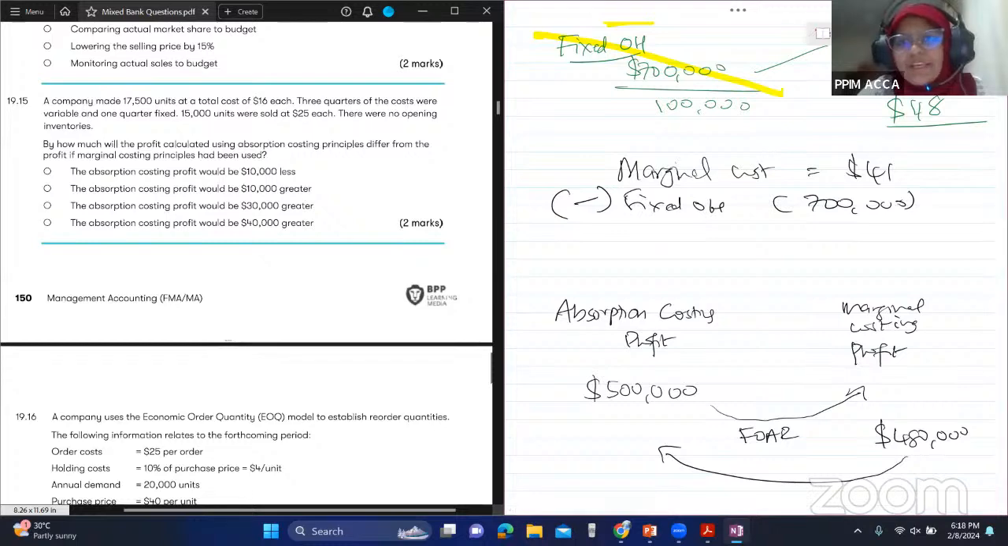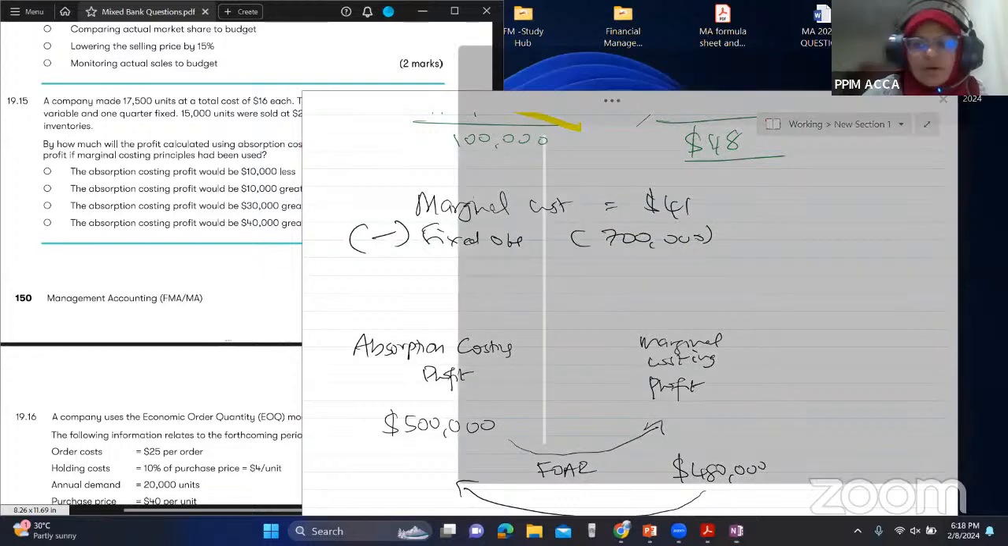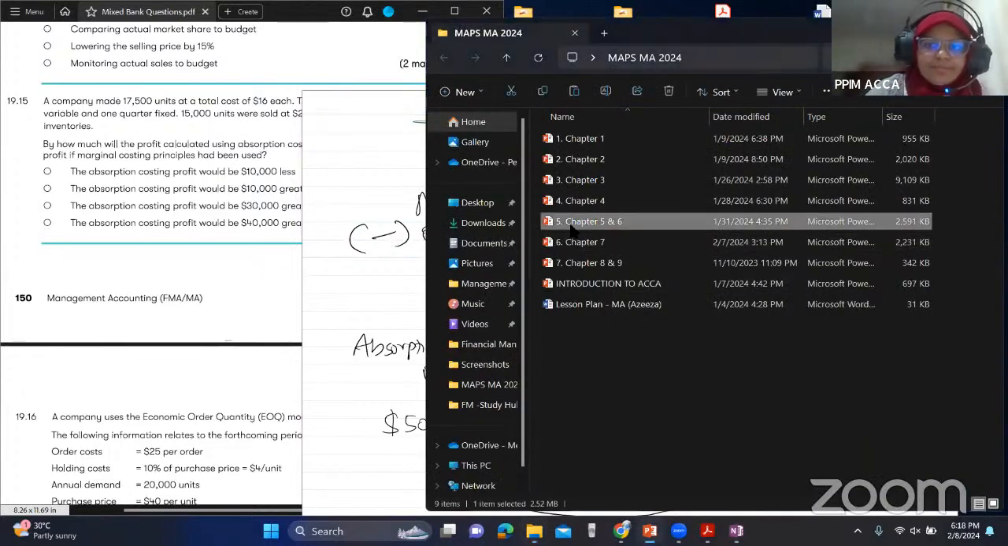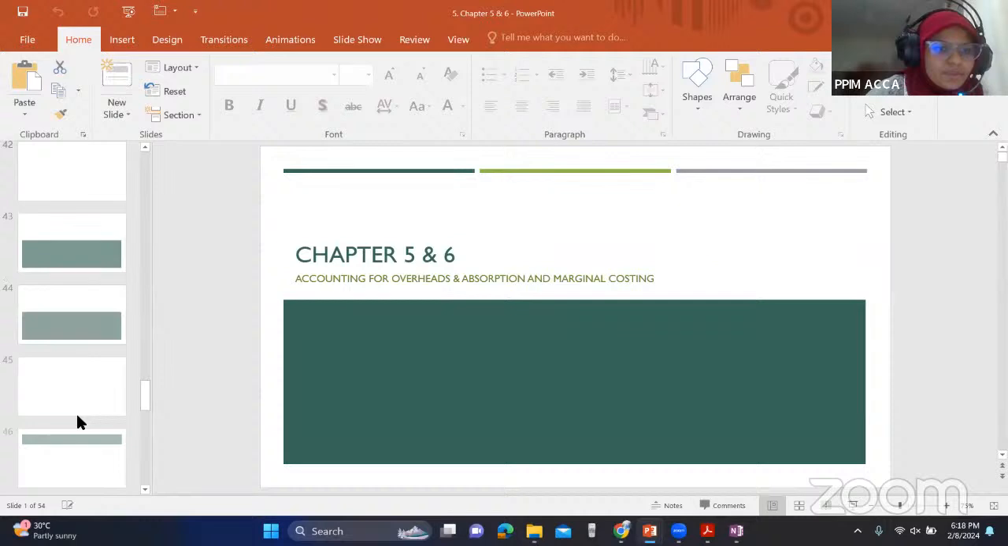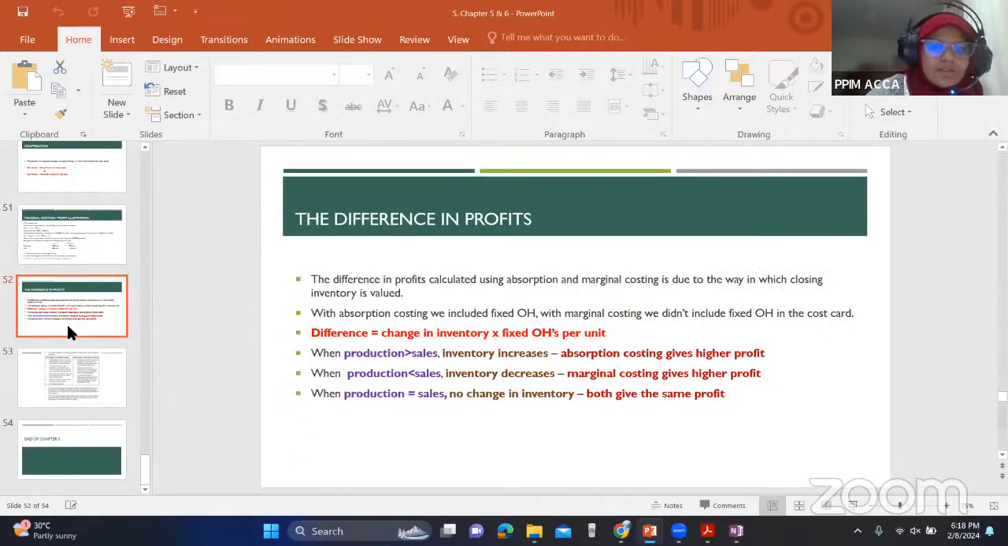Okay, so let me take you to a particular slide now to show you how to do that calculation. This slide. It's a very important slide. Take a screenshot or a picture or whatever, because it summarizes how to get absorption costing profit from marginal or vice versa. So it says here, the difference in profits calculated using absorption and marginal costing is due to the way in which closing inventory is valued.